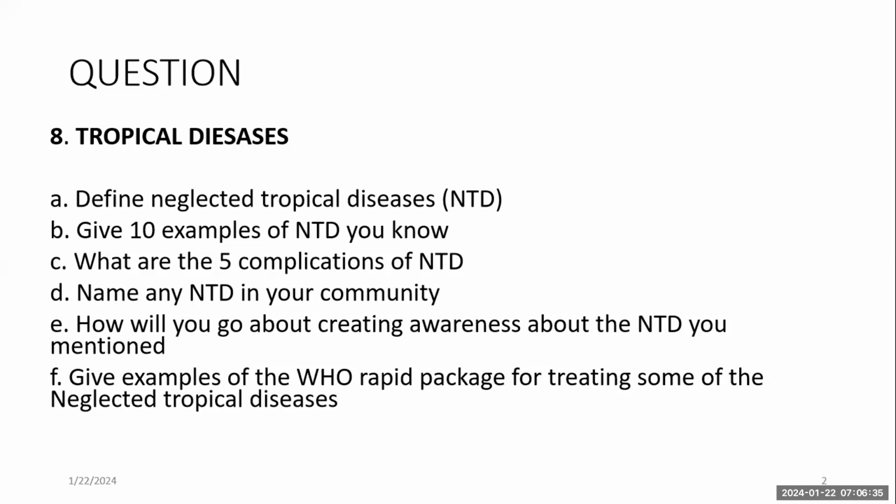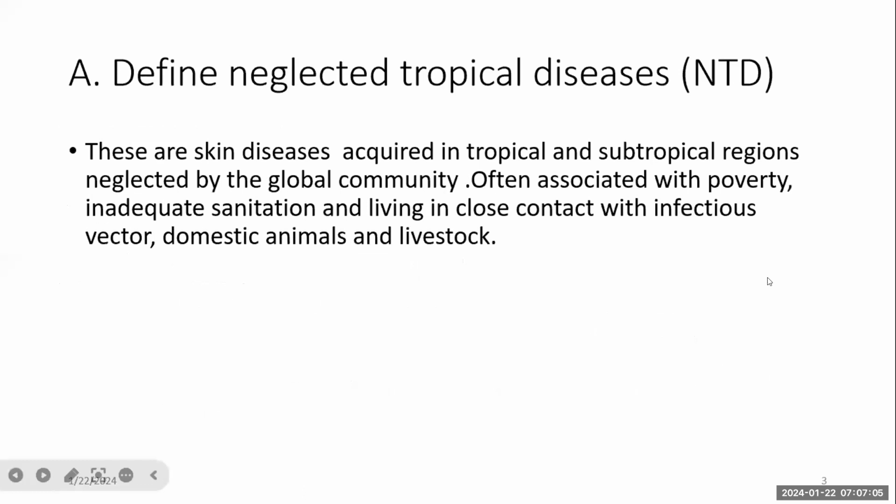Okay, sorry about that. So the question goes this way: A, define neglected tropical diseases. B, give 10 examples of neglected tropical diseases. C, what are the 5 complications of neglected tropical diseases? D, name any NTD in your community. E, how will you go about creating awareness about the NTD you mentioned? F, give examples of the WHO rapid package for treating some of the neglected tropical diseases.